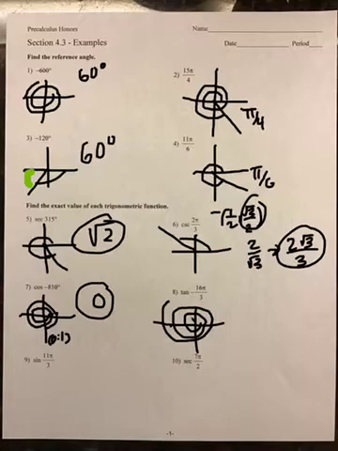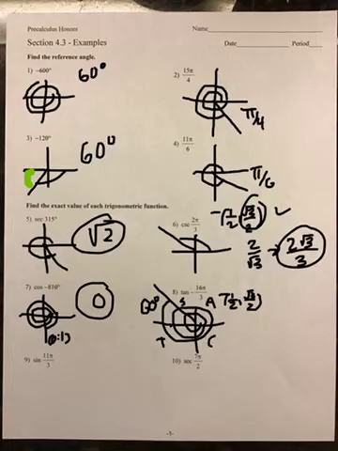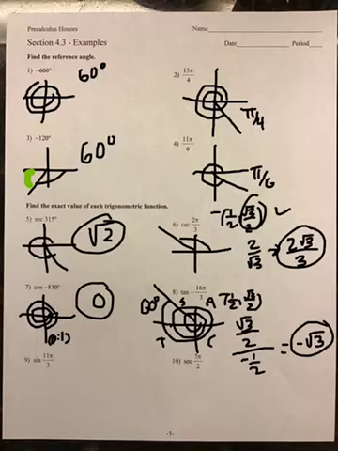Pi over 3 is 60 degrees, so I have a 60-degree angle right here. At 60 degrees, the coordinate, which I wrote up here, is 1/2 and square root of 3 over 2. I'm in the second quadrant, so it's negative 1/2. I'm looking for the tangent. Remember my ASTC, the tangent here is negative. So I will be putting square root of 3 over 2 over negative 1/2. The negative 1/2 will flip up, so I will just get negative square root of 3 as my answer.